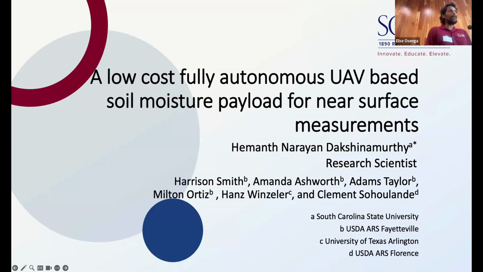Good morning, everyone. I'm Hemanth Dakshinamurthy, research scientist from South Carolina State University. I'm here to present about a low-cost, fully autonomous UAV-based soil moisture payload for near-surface measurements. This is going to be slightly different from other talks that you have been hearing across this workshop, but I hope it's interesting, and I'm looking forward to learning your feedback and comments on our work.